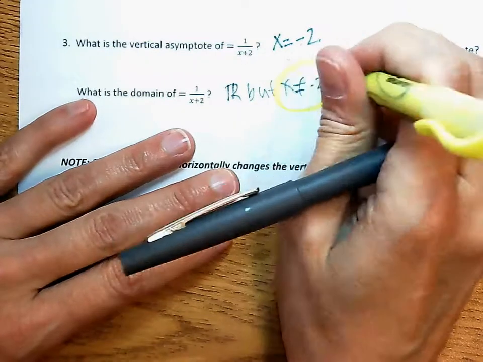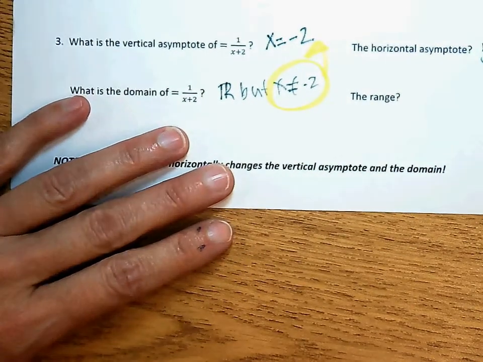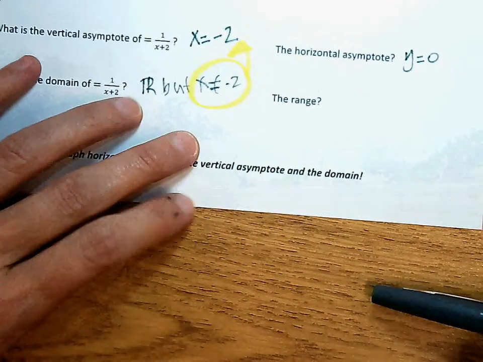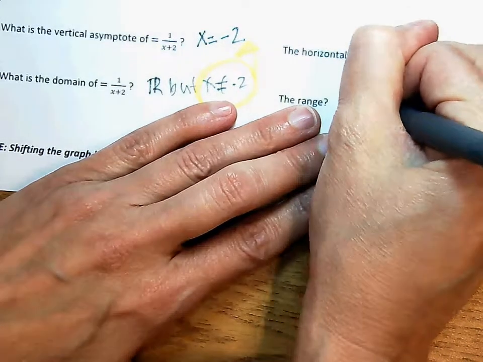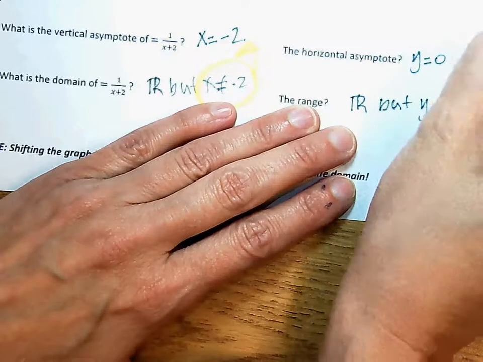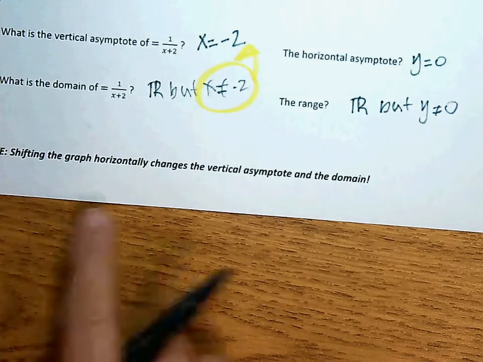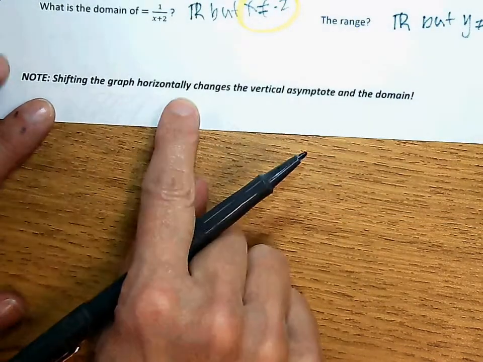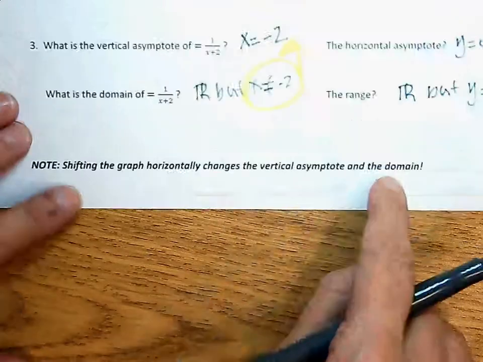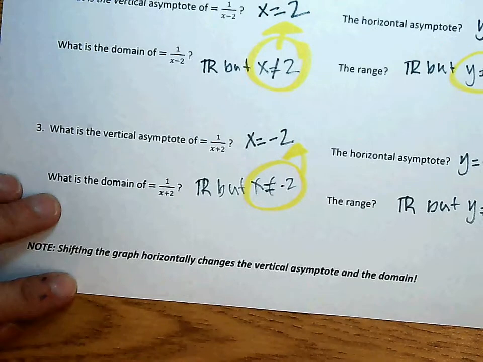And look, there you go. You tell me what the asymptote is, then you tell me it can't be included in your domain. And the same thing here. All reals, but y cannot equal 0. Okay, so look, shifting the graph horizontally changes the vertical asymptote and the domain. So that's all we did there, was change those two parts.